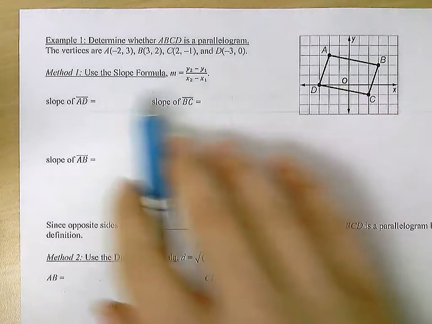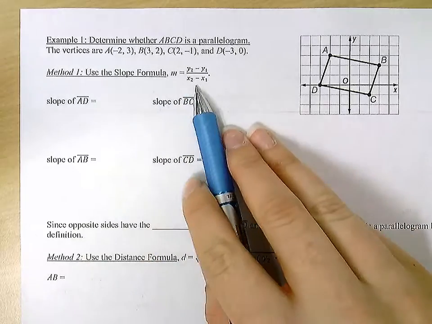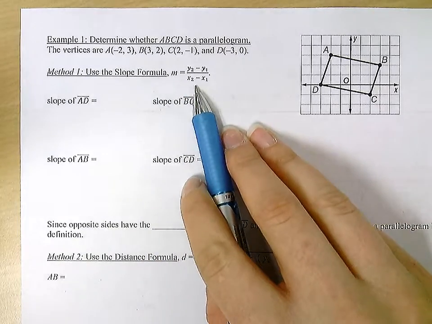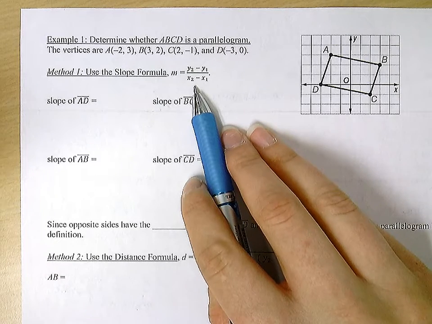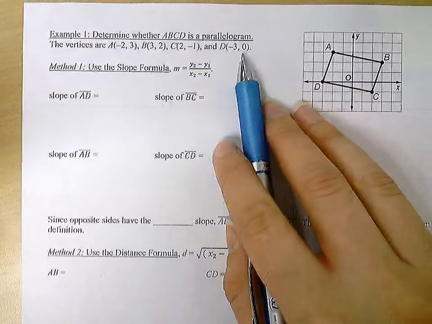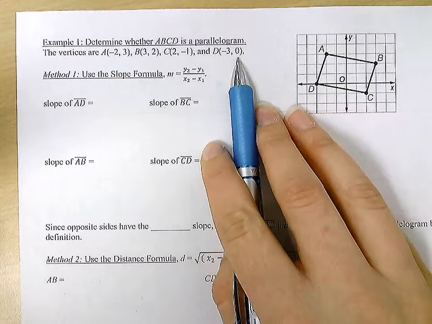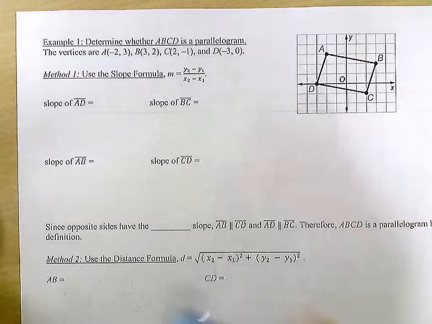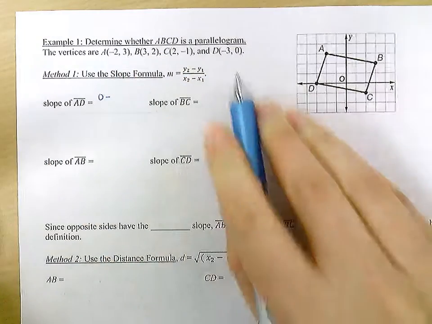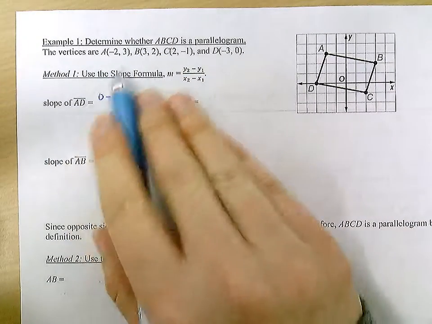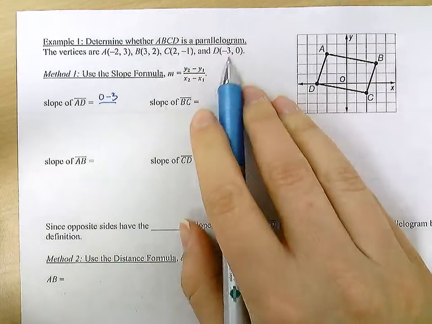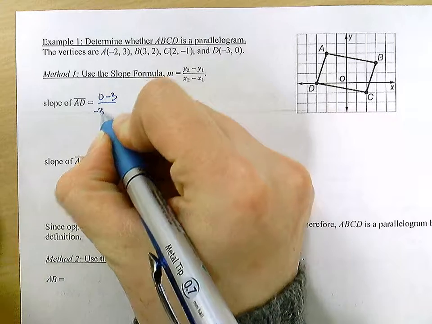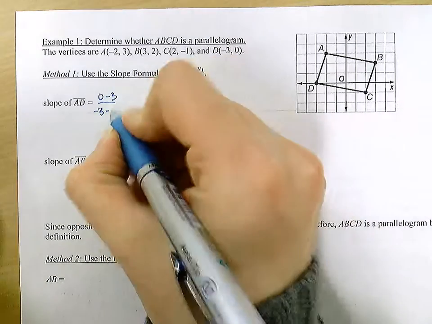So I can use points A and D in my slope formula here. So that's your y sub 2 minus y sub 1 over x sub 2 minus x sub 1. So I'll take D as my y sub 2 here. So I'd have 0 minus, we're going to A, 3, over x sub 2 is negative 3, minus x sub 1 is negative 2.